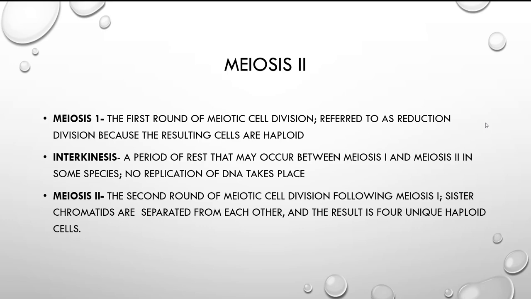The next stage is meiosis part 2, so that's the second round, and that's when we are separating the sister chromatids from each other, and that will result in our 4 unique haploid cells.